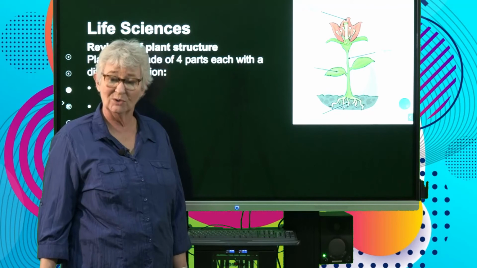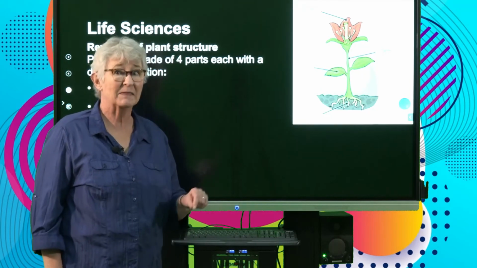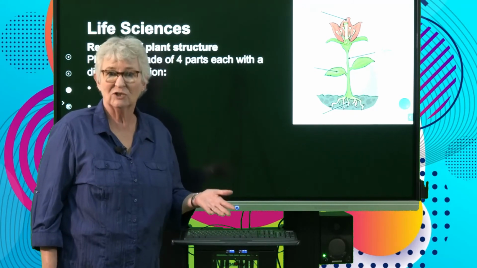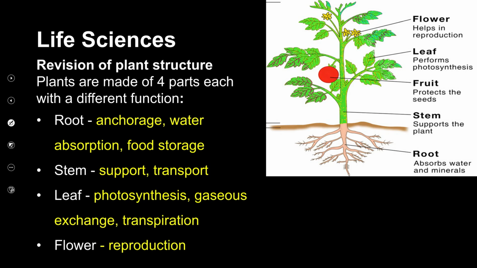So the first thing we need to look at is what is the function of these different parts of the plant, and we will link that to, well, which types of tissues need to be in that part of the plant to actually carry out that particular function. So, first of all, root. What does a root do? Stem. What does the stem do? Why do leaves exist? And lastly, what is a flower there for? So, let's have a look.